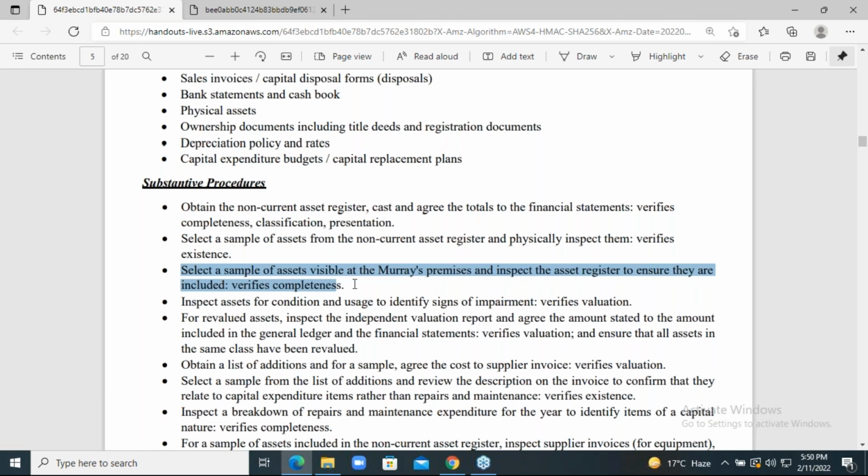Select a sample of assets visible at the premises. Now this is a client's name, Morales. You would write traffic lights, premises, and inspect the asset register. Instead of writing asset register, you will write purchase asset register to ensure that they are included. The rest of the procedure will be the same.